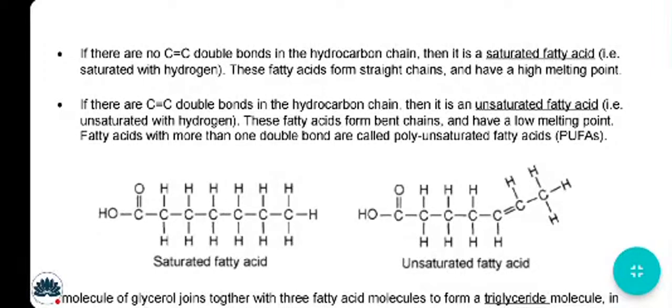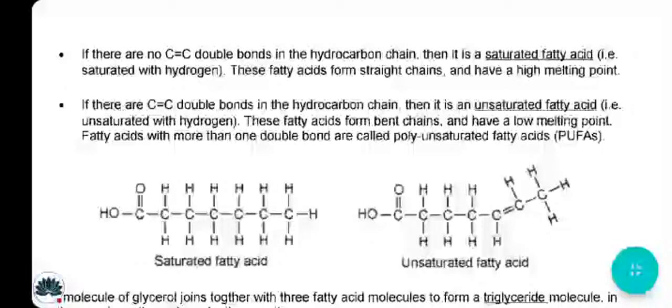and that causes the artery to stop the blood supply. If there are double carbon bonds in the hydrocarbon chain, then it is an unsaturated fatty acid, unsaturated with hydrogen. These fatty acids form bent chains and have a low melting point. Remember this word, bent chains. We are coming back to that. Fatty acids with more than one double bond are called polyunsaturated fatty acids. That's not important for you to remember.